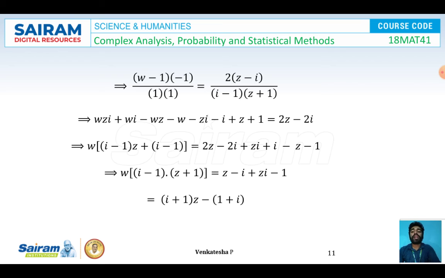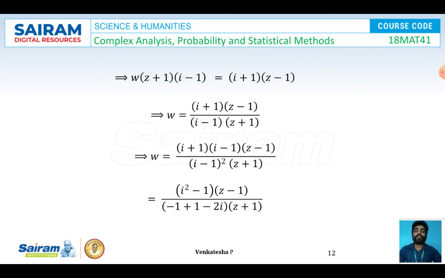So now it will become what? W into, so taking here (i minus 1) common factor, I got w into (i minus 1) into (z plus 1) is equal to z minus i into (zi minus 1). So it will become, I got the equation like (i plus 1) z into (1 minus i) from this equation by taking z common here.